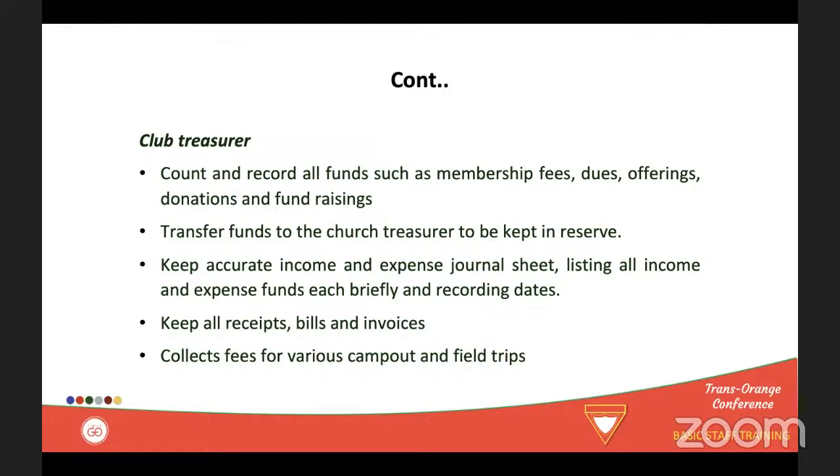Collect fees for various camp outs and field trips. So the collection of monies, if you are collecting monies in cash in church, it's your responsibility to do the collection. Thereafter, you put it in your envelope, you forward it to the church treasurer, Pathfinder Club or Adventurer Club. Move on to the next slide, please.